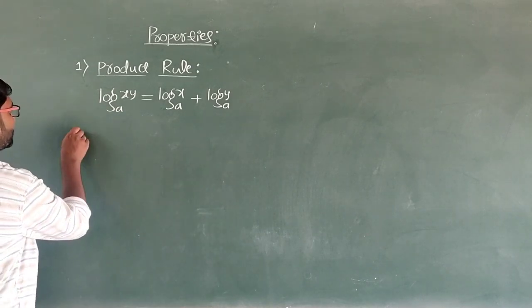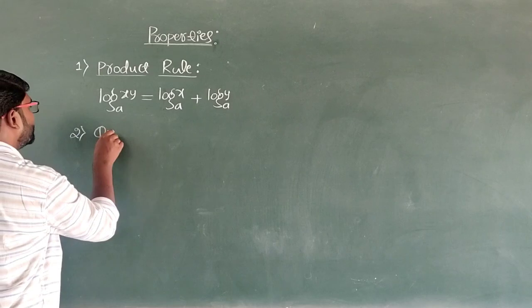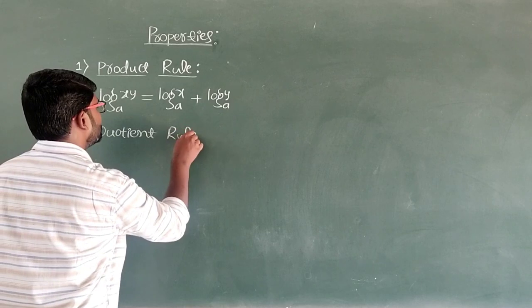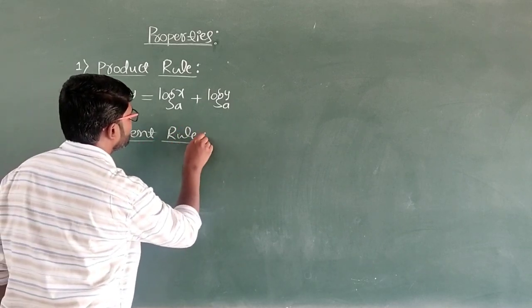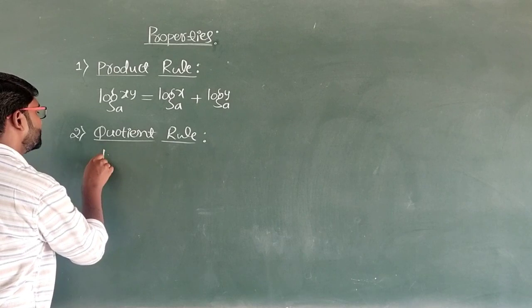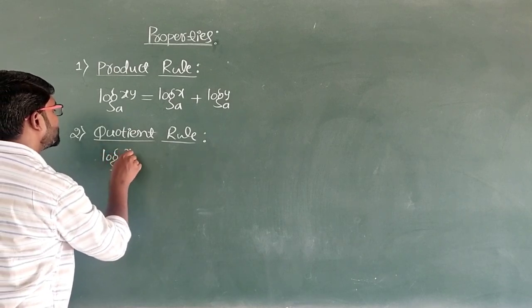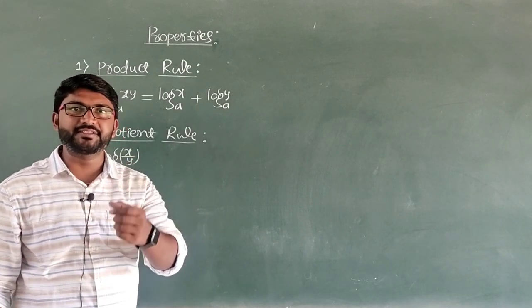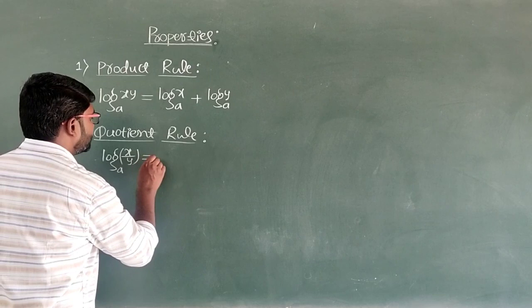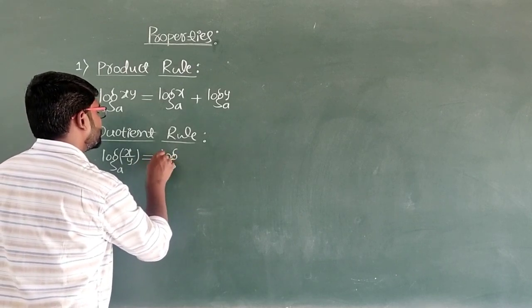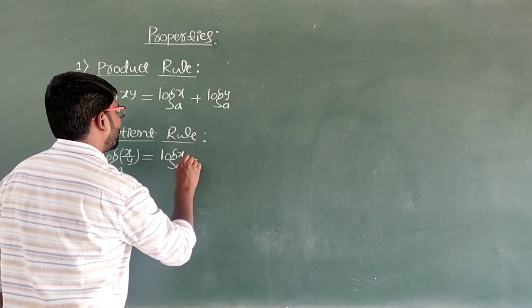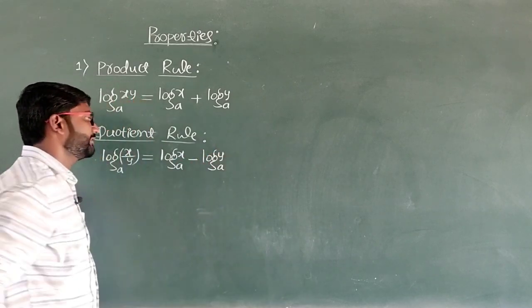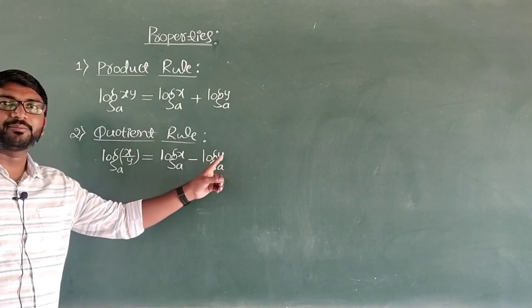And then the second one, it is the quotient rule. Log of x by y to the base a can be written as log x to the base a minus log y to the base a.